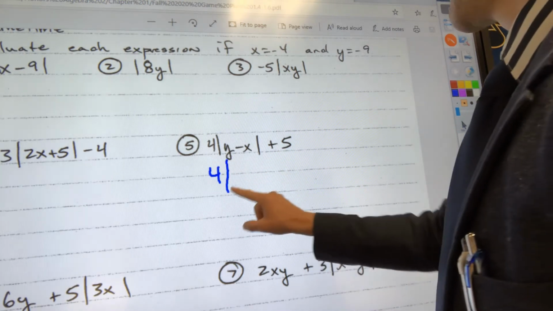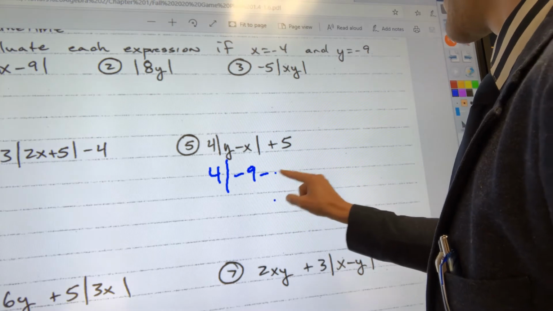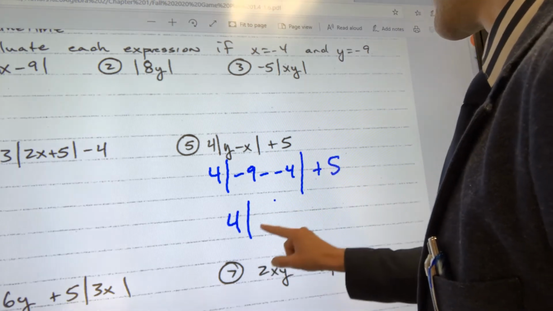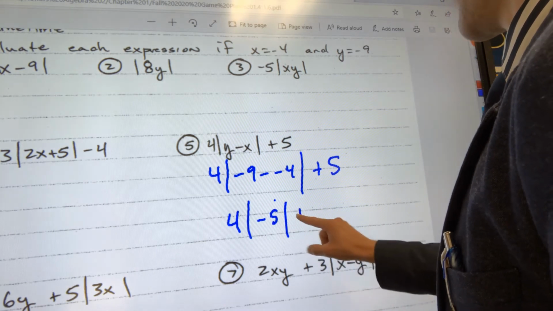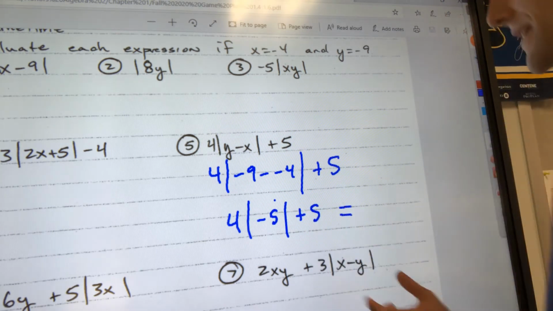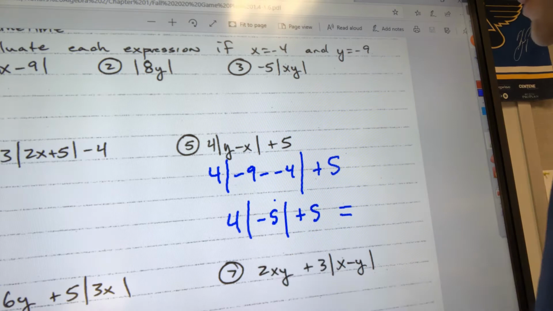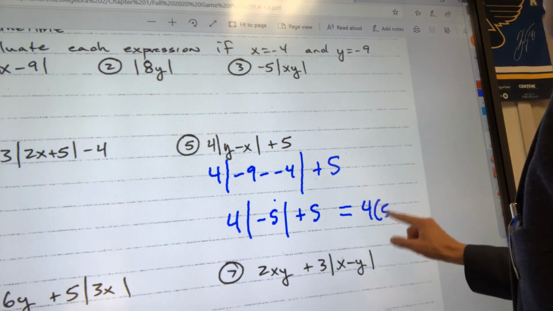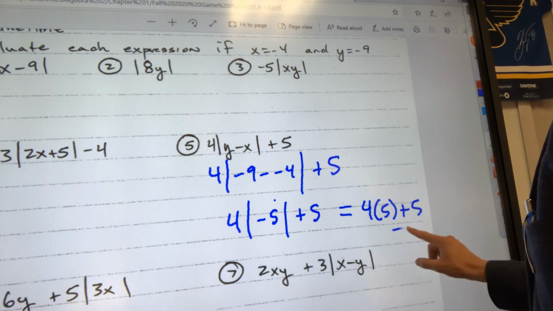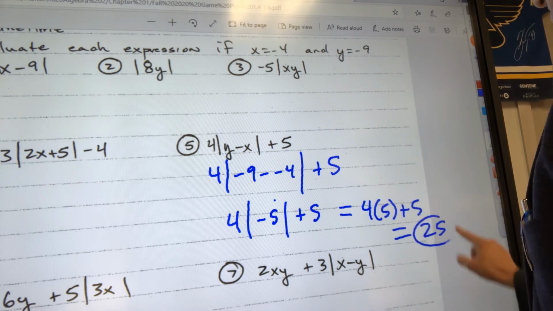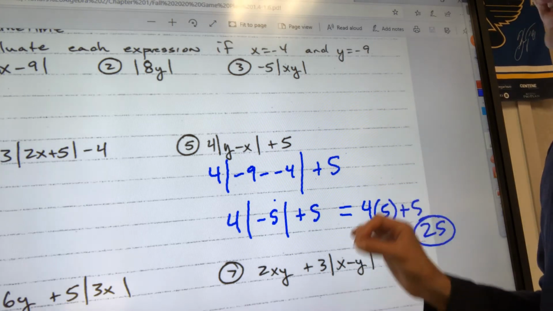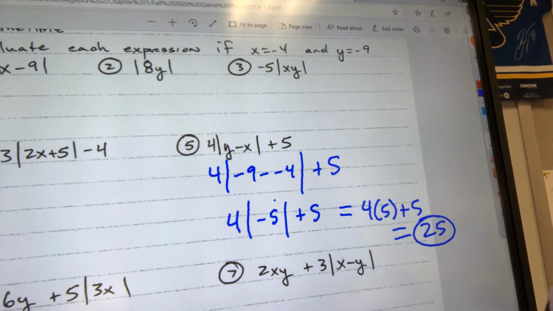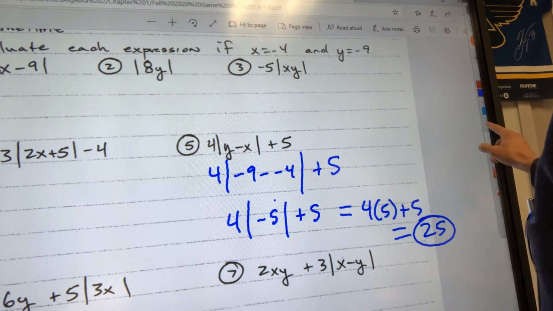4 times negative 9 minus a negative 4 plus 5. 4 times a negative 5 plus 5. And the negative 5 is in the absolute value. What comes out of the absolute value? Always positive. So what comes out of here is a positive 5. You're going to multiply it by 4, and add 5 to it. You get 25. What comes out of the absolute value is always positive. That doesn't mean you're going to get a positive answer. You might get a negative answer overall.